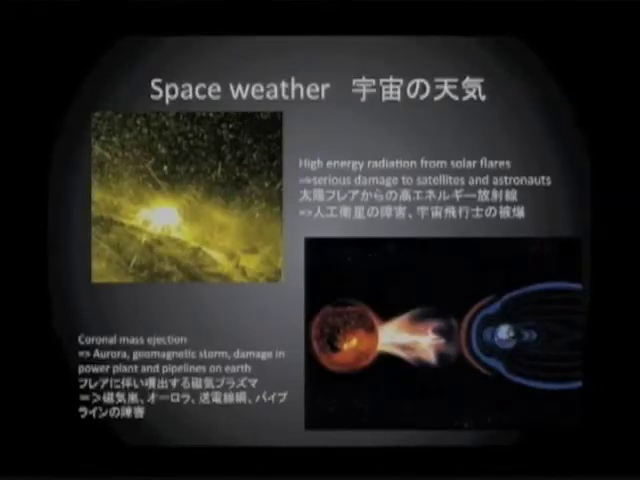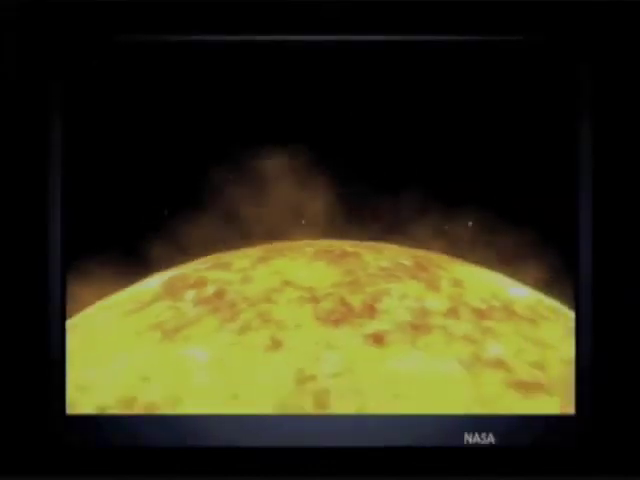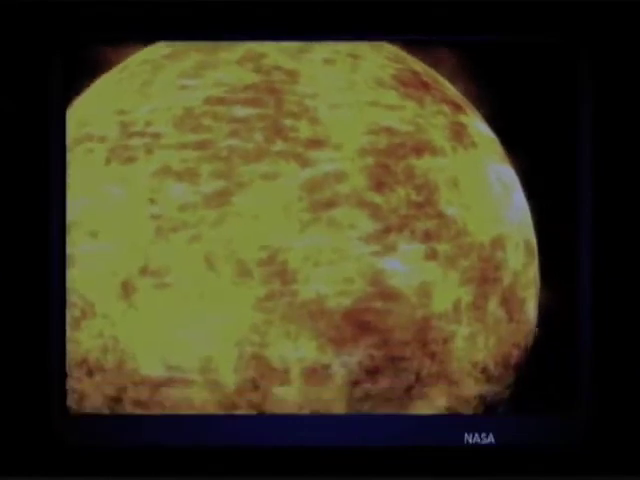Therefore, aurora is positive because it is a good sightseeing spot, but some negative points are also known because there might be some damage. So we would like to have a weather forecast, or space weather forecast, as we do for the Earth itself.